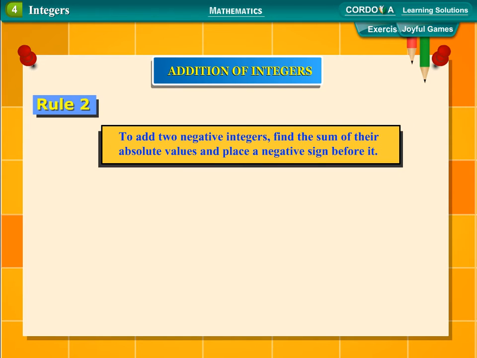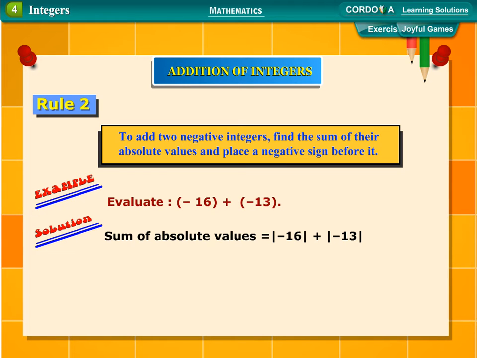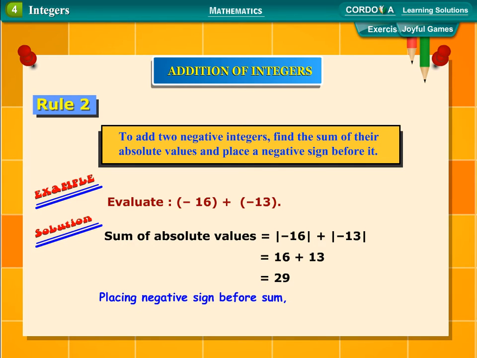Rule 2: to add two negative integers, find the sum of their absolute values and place a negative sign before it. Example: evaluate -16 plus -13. Solution: sum of absolute values is equal to mod of -16 plus mod of -13, which is equal to 16 plus 13, which is equal to 29. Placing negative sign before sum, -16 plus -13 is equal to -29.